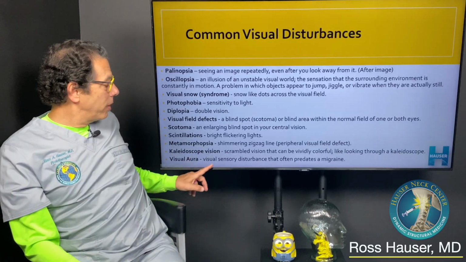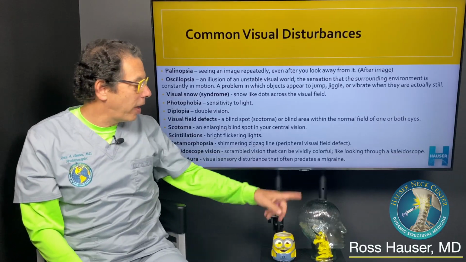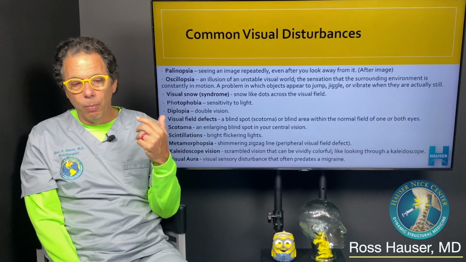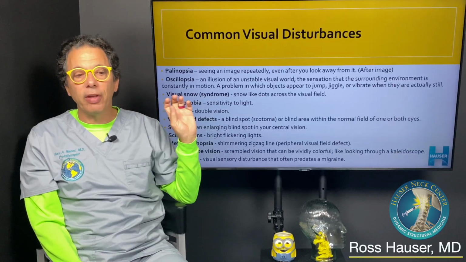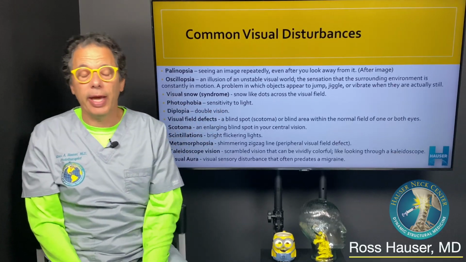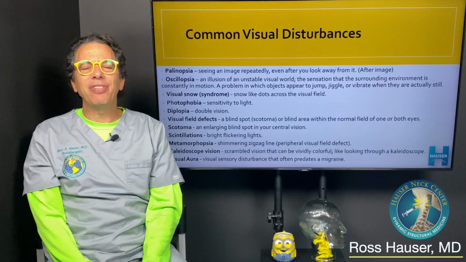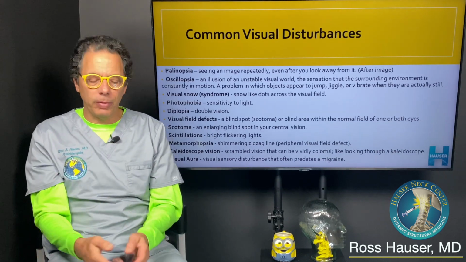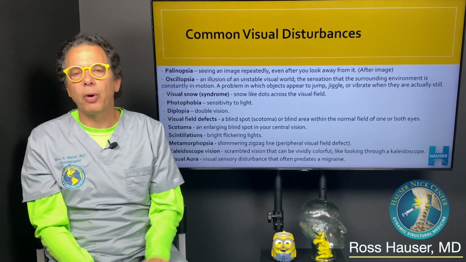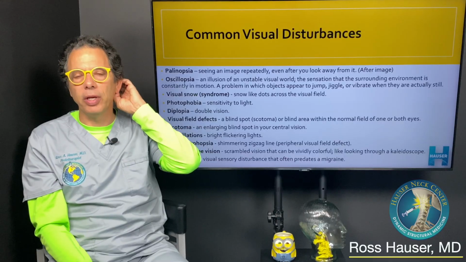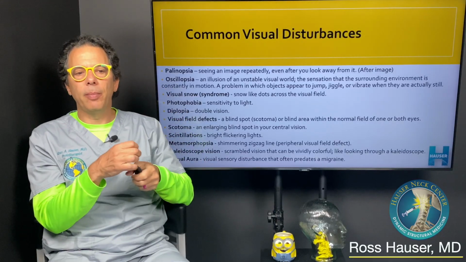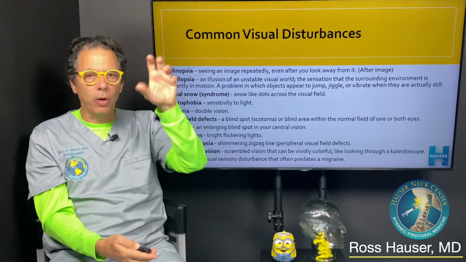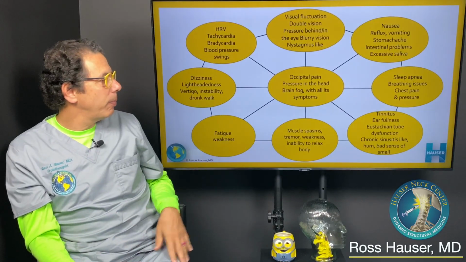And visual auras are visual sensory disturbances that often predate a migraine. And personally, I think most migraines that people really struggle with, like they have them almost daily, you have to think it's something besides something in the environment. It probably is something structural. And the structural problem normally is upper cervical instability, or at minimum, the atlas and the axis are mal-rotated, or in 3D space, they're in the wrong position.